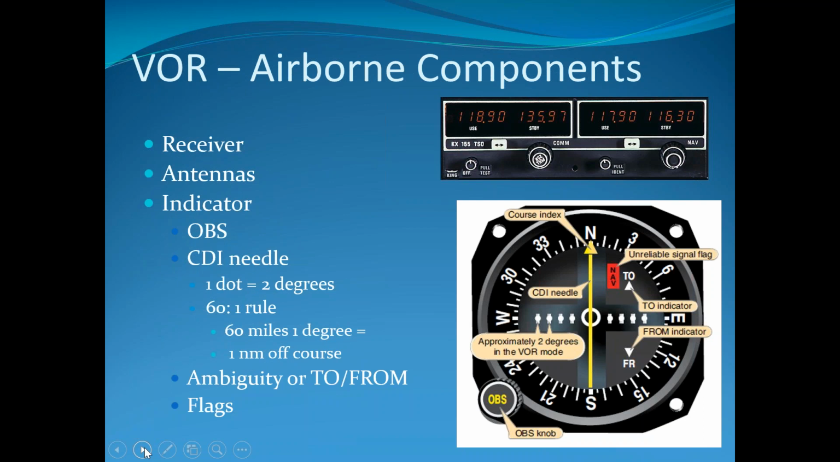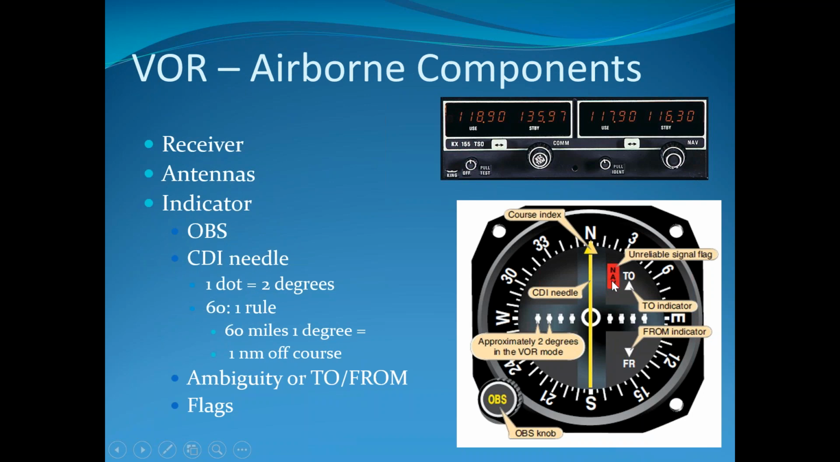This is what a VOR in an airplane looks like. It's comprised of a receiver, an antenna, an indicator, and a CDI needle. It will tell you to or from. That's that little thing that'll flip-flop. Whichever one the arrow is pointed towards means you're either navigating to a VOR, or if it's down here, from the VOR.